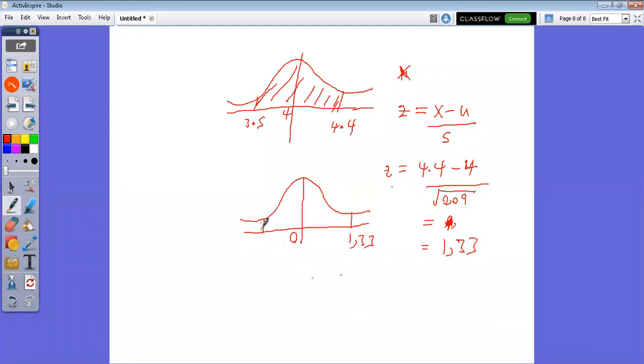Now let's work the Z value when it's 3.5. So the Z value is 3.5 expected minus the mean, which is 4, divided by 0.3, or square root of that, like what you said. And what do you get? Negative 1.67. So this is negative 1.67.